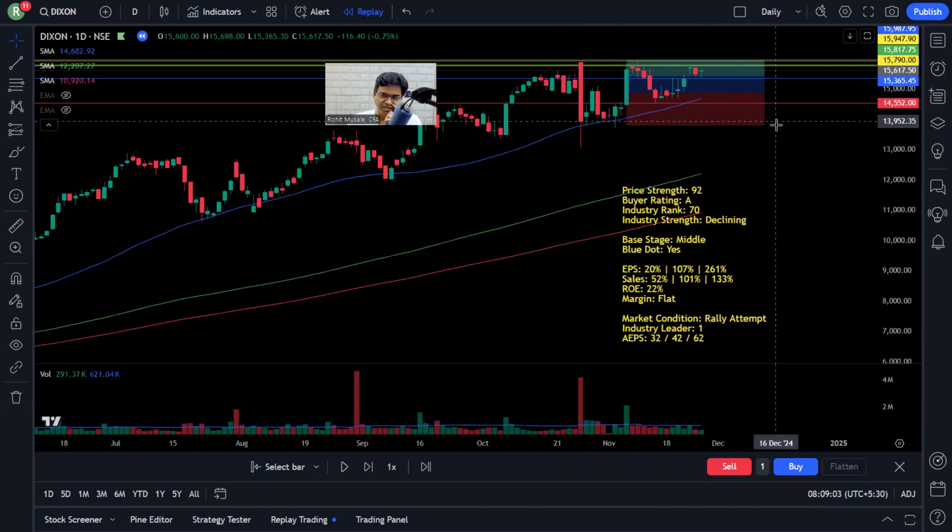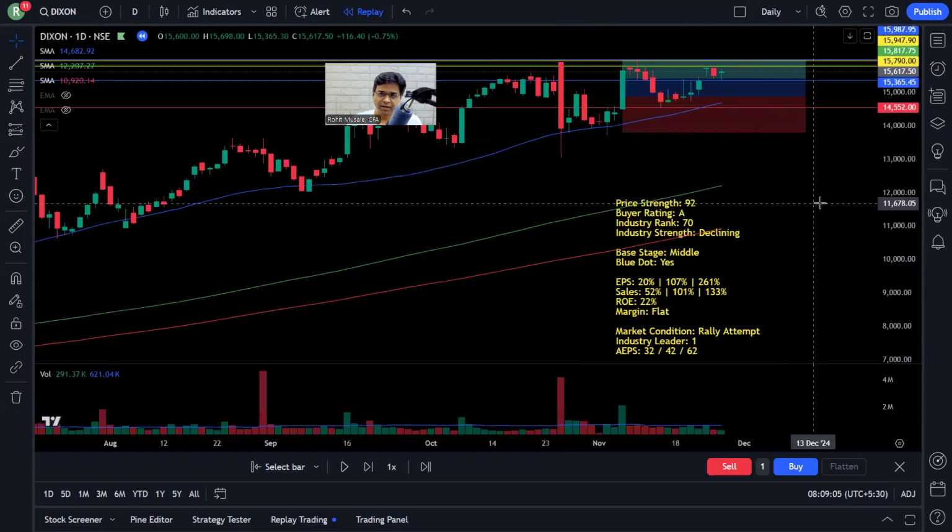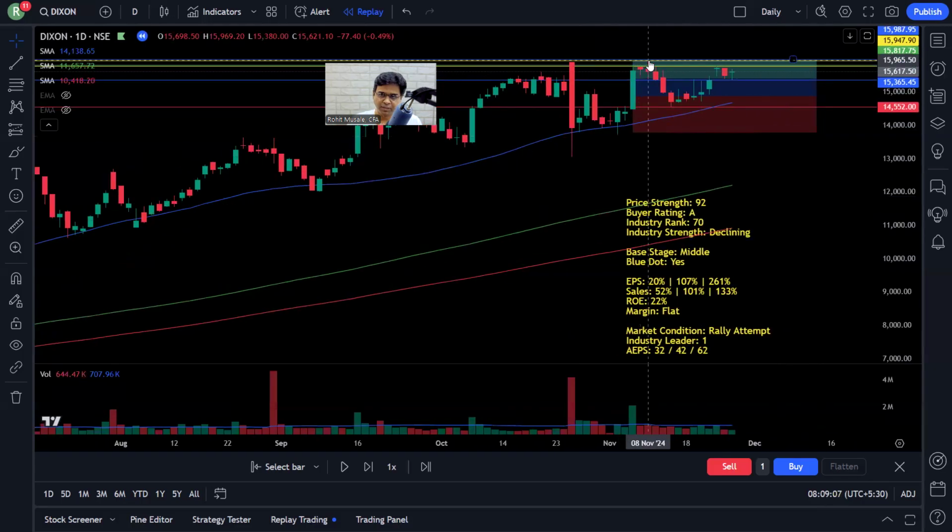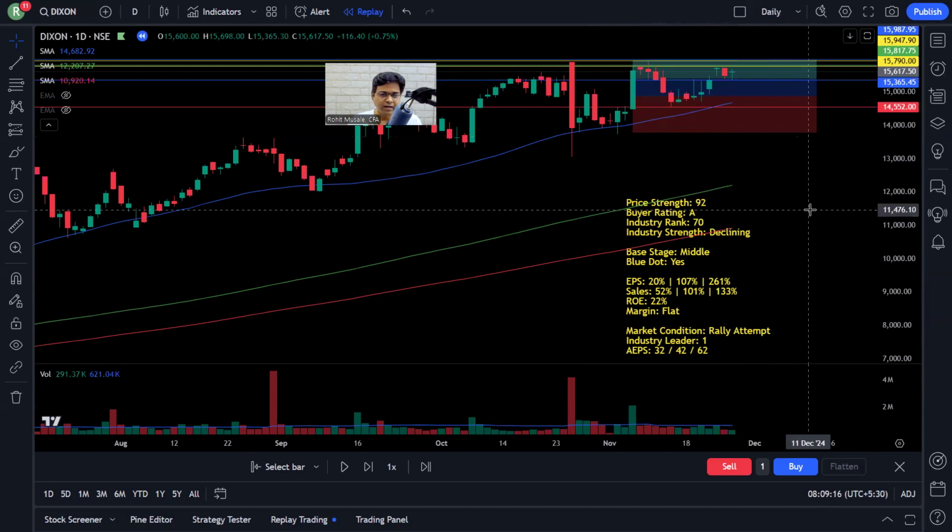Next, there are minimum 10 candles in the base. So this candle completes point 1. You start counting from here: 1, 2, 3, 4, 5, 6, 7, 8, 9, 10, 11. 11 candles in the base. I want minimum 10 candles because I'm looking for minimum 2 weeks of consolidation.